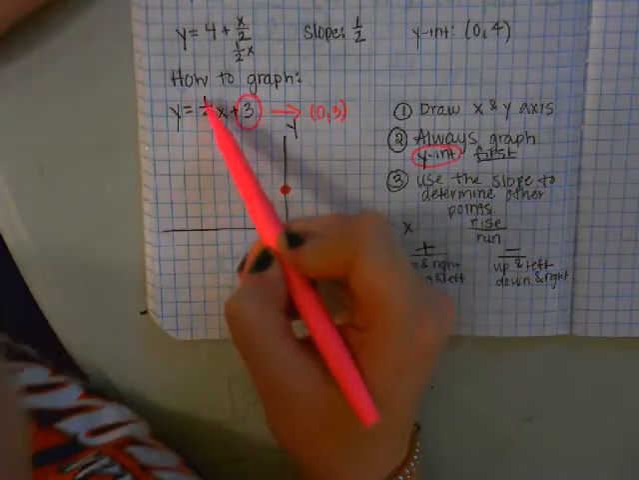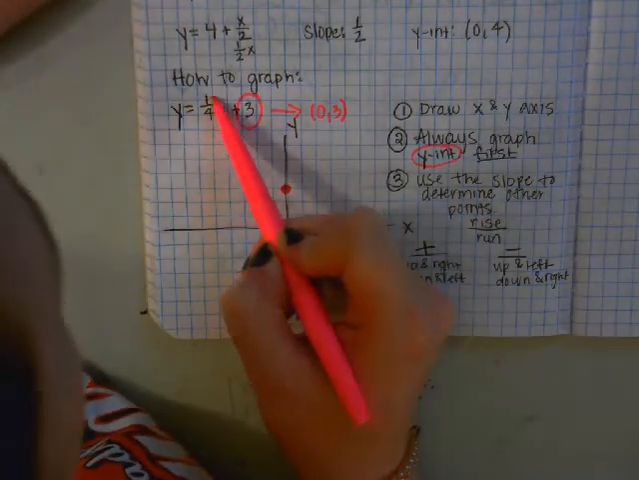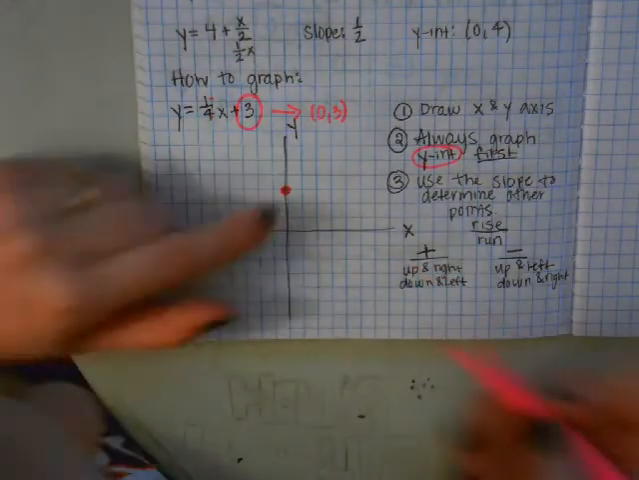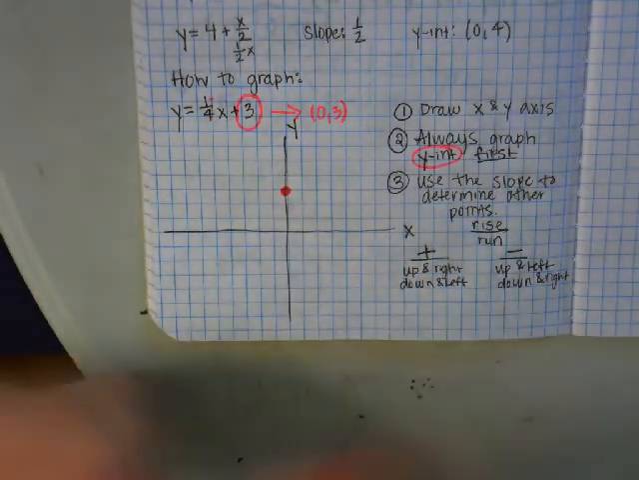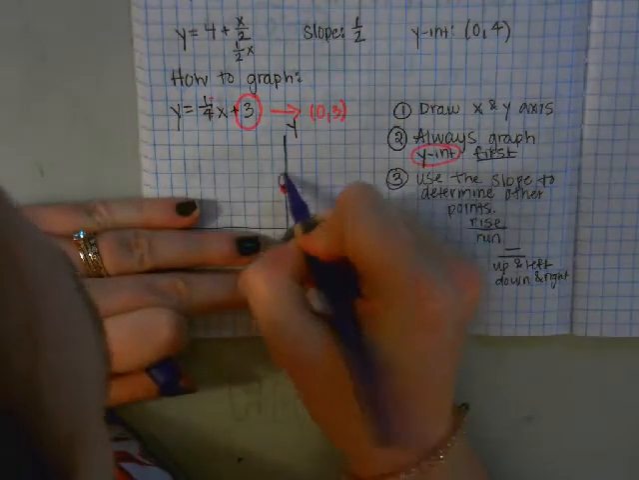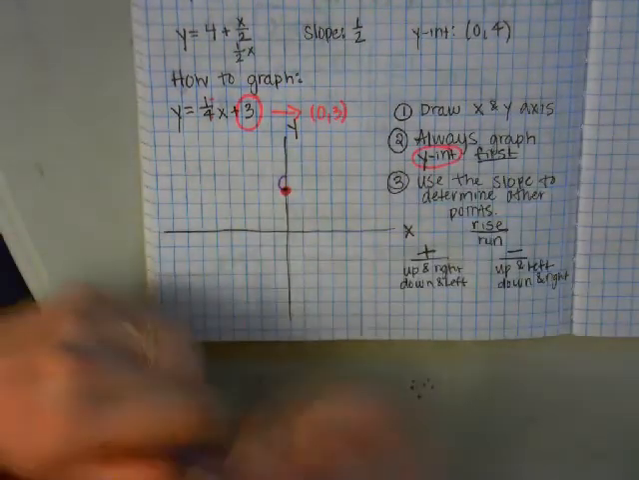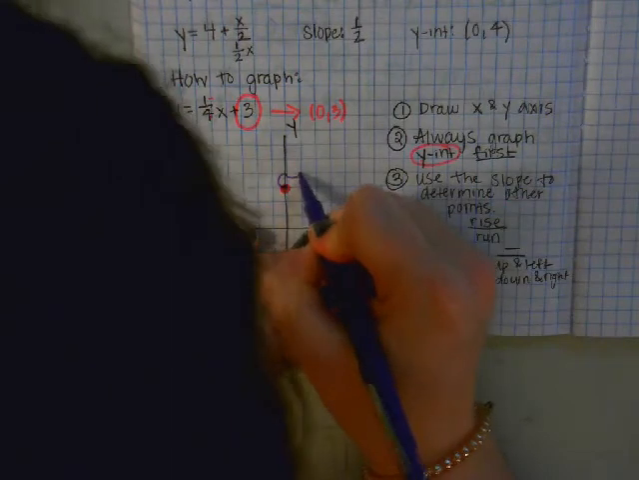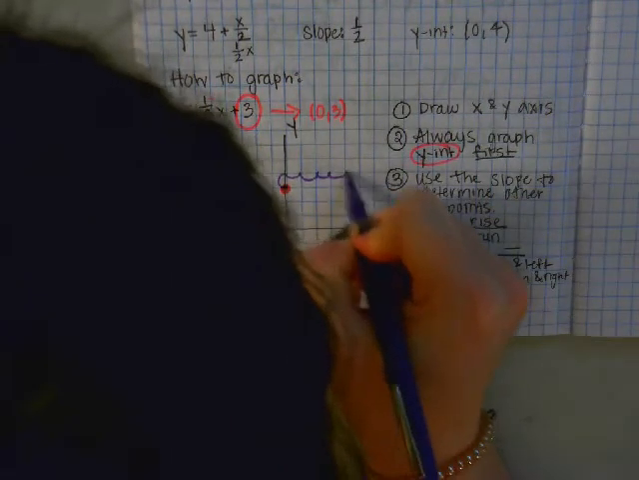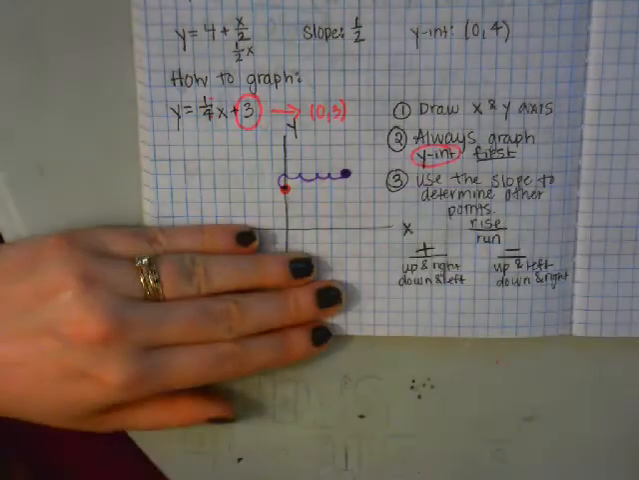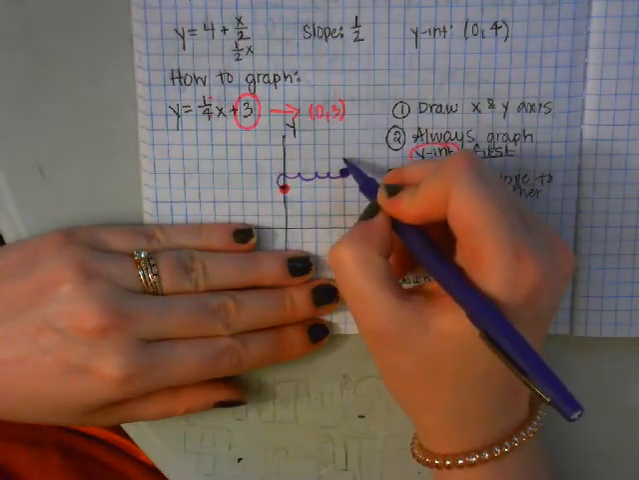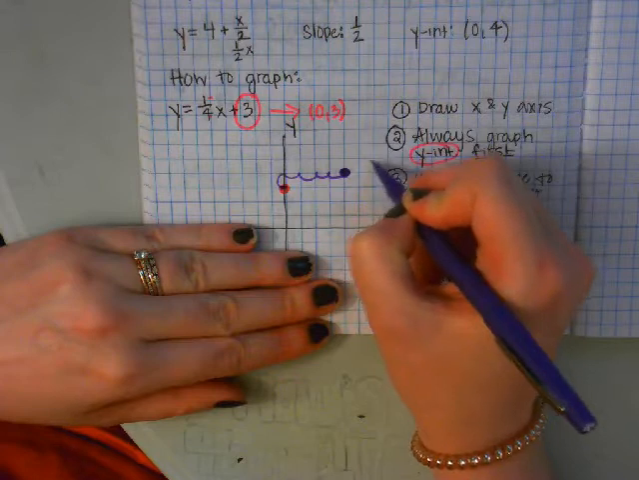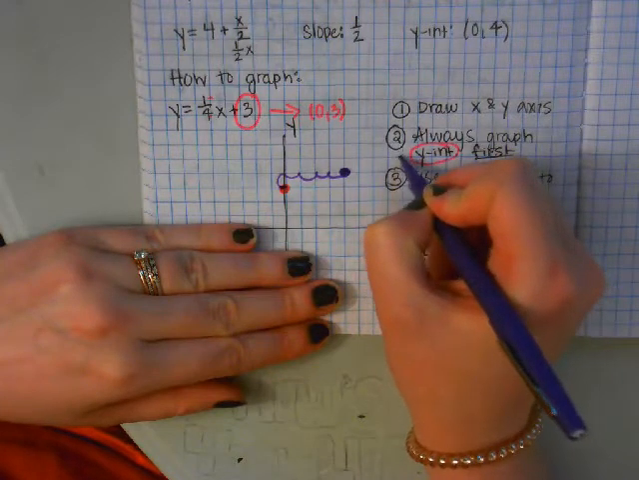So a slope of 1/4, this means I rise 1 and I run 4. So I start at my y-intercept, and I'm going to rise 1, don't put the dot there, and then run 4. 1, 2, 3, 4. Put the dot there. And then I could keep going up 1 and then right 1, 2, 3, 4. Kind of goes off my graph.